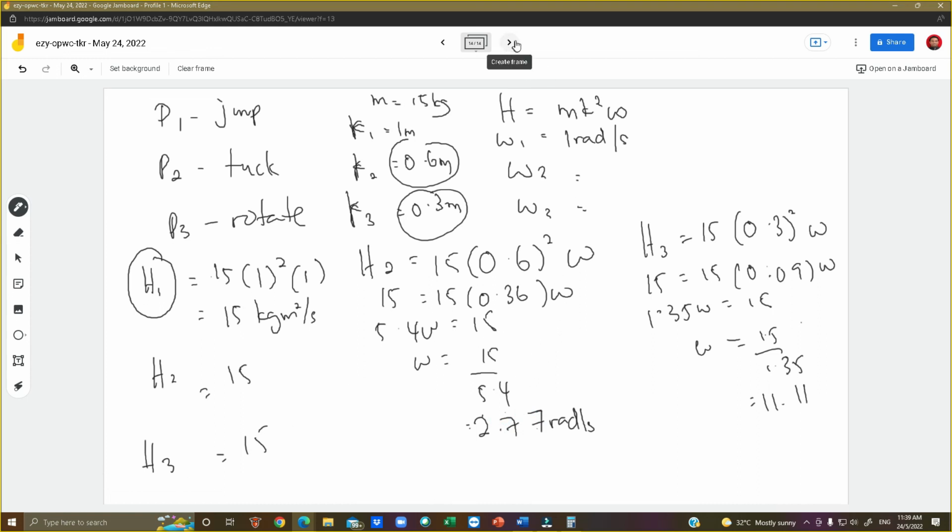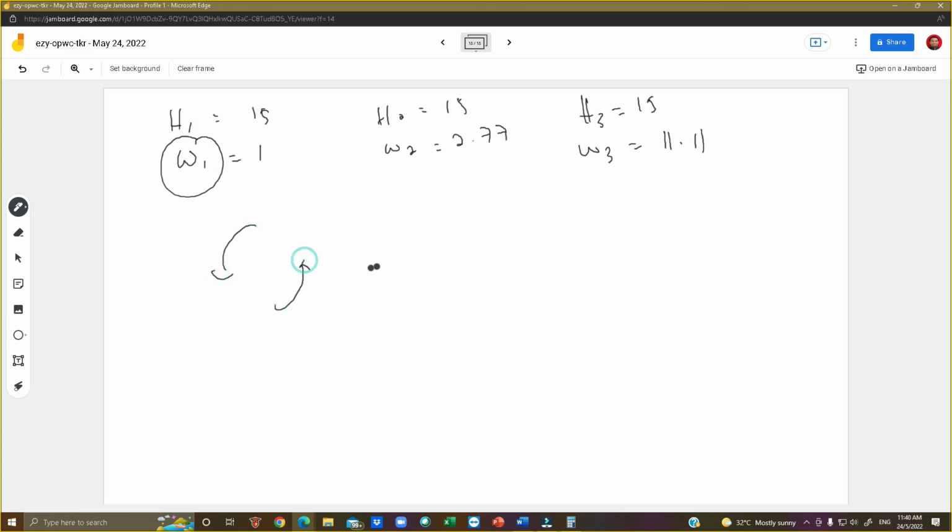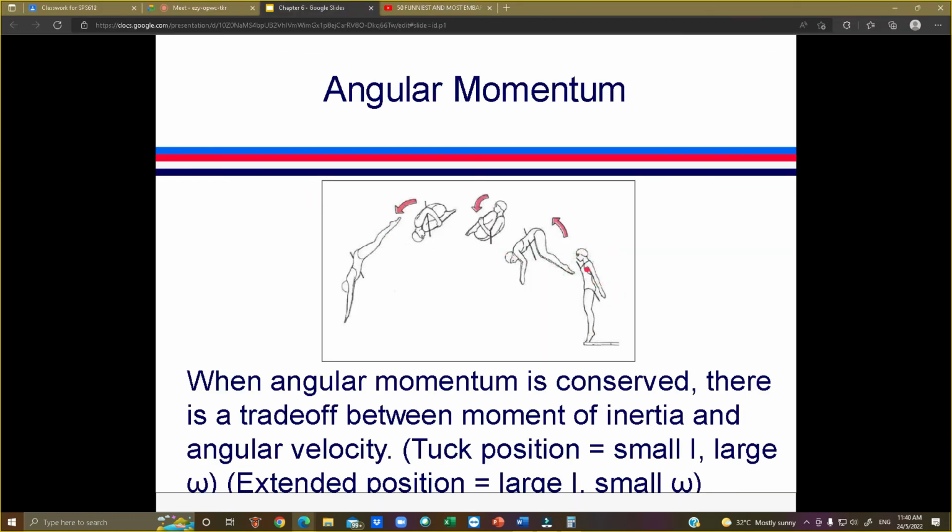Okay, saya pindahkan kat sebelah. H1, okay, momentum 15. Omega 1, 1. H2, 15. Omega 2, 2.77. H3, still 15. Omega 3, 11.11. Okay. Omega represent how fast it rotate. So here, we know that omega 1 is 1 dekat sini. Maksudnya, rotation dia kurang. Jadi, nak counter dengan rotation yang kurang, radius of gyration dia besar.